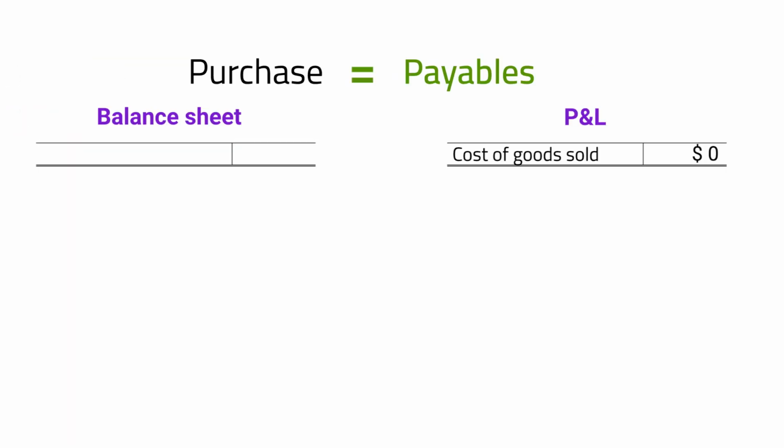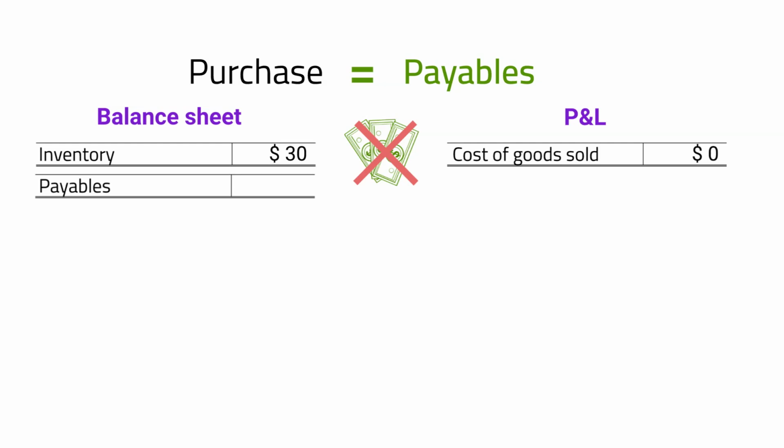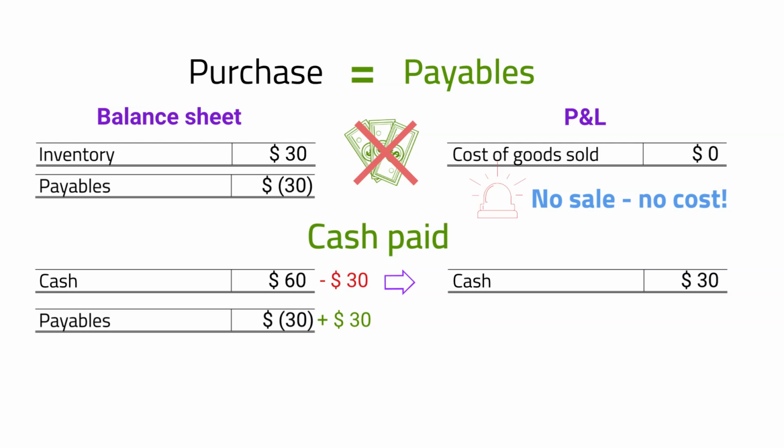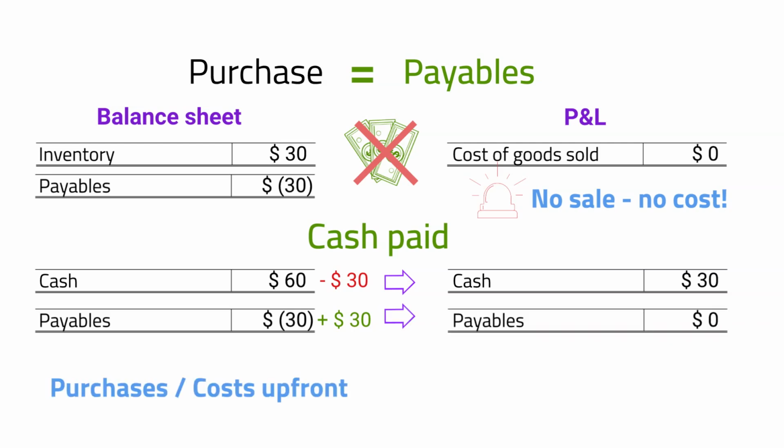Now flip it. We buy apples from our farmer on a 30-day term. Inventory increases by $30, but cash doesn't move today. Accounts payable appear. We are financed by our farmer. Remember, no cost and P&L until we sell the apples. When we finally pay, cash is reduced by $30 and accounts payable are settled to zero.